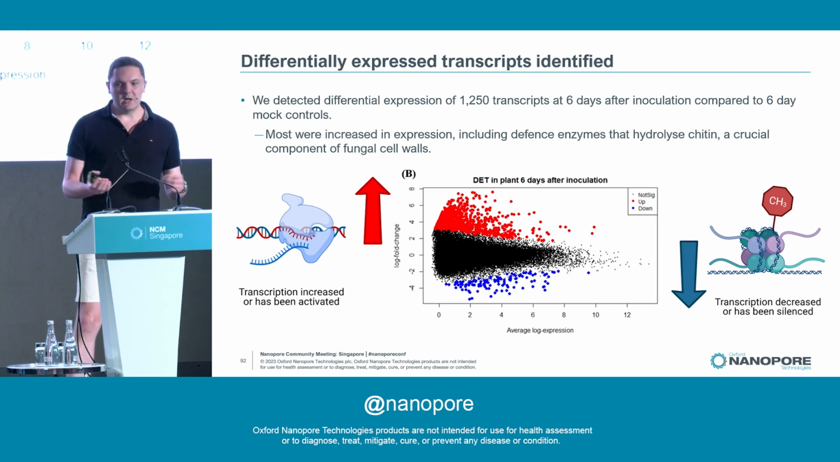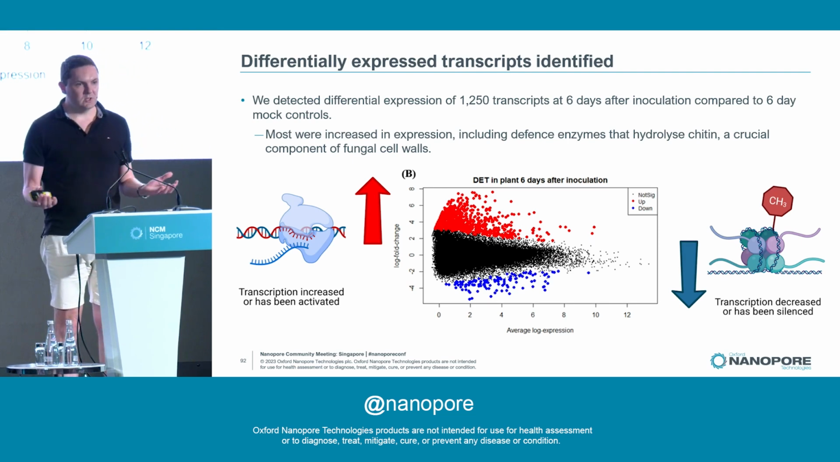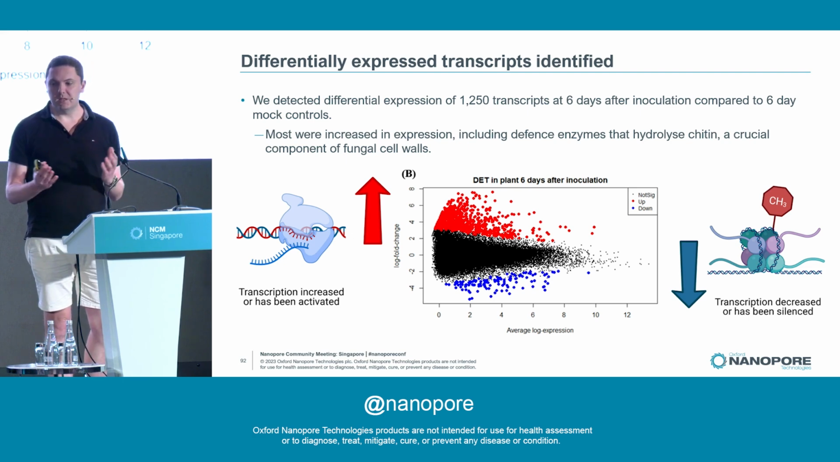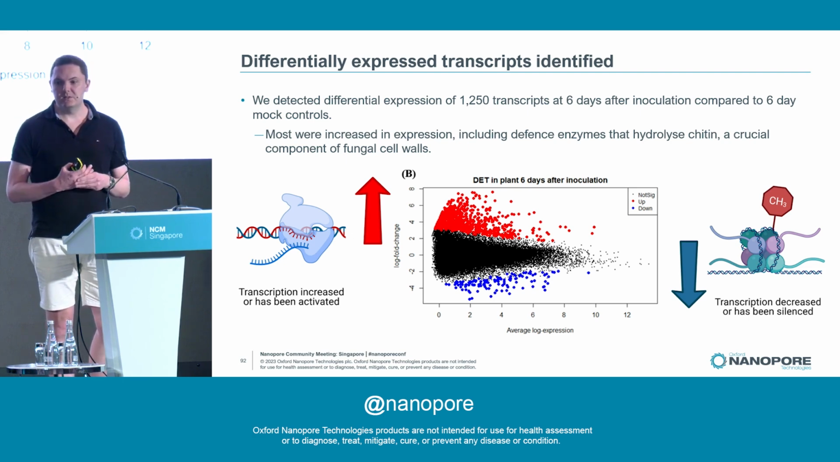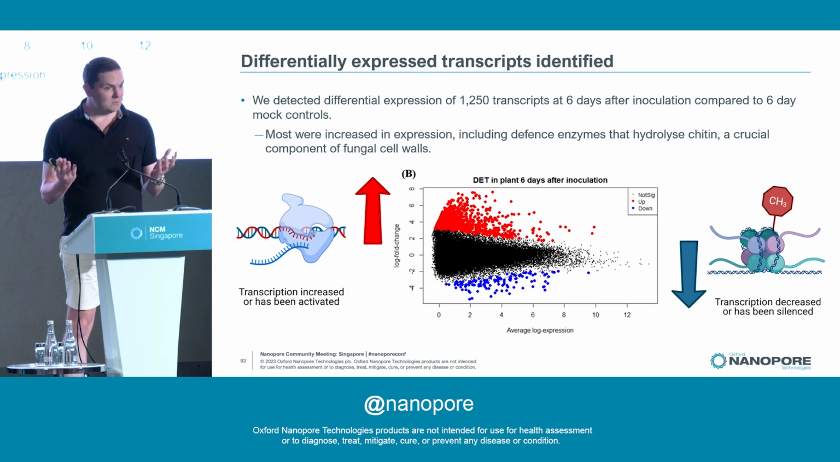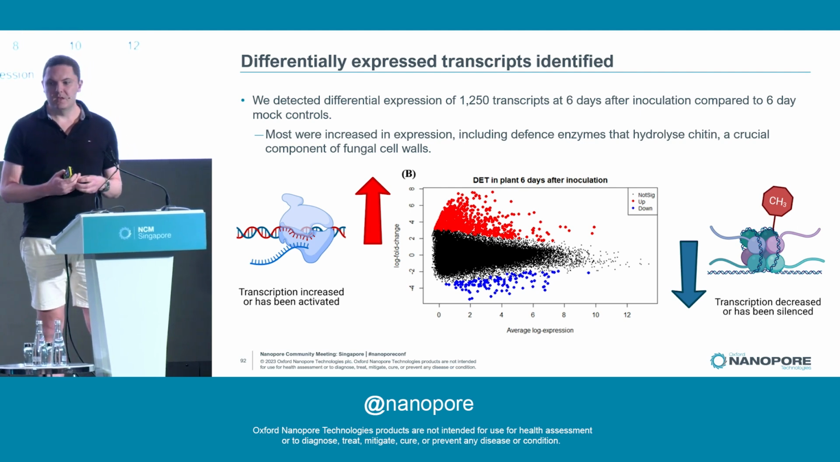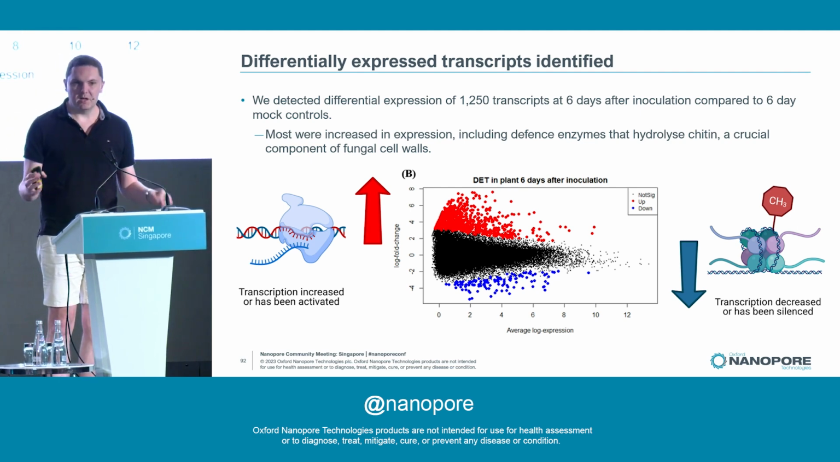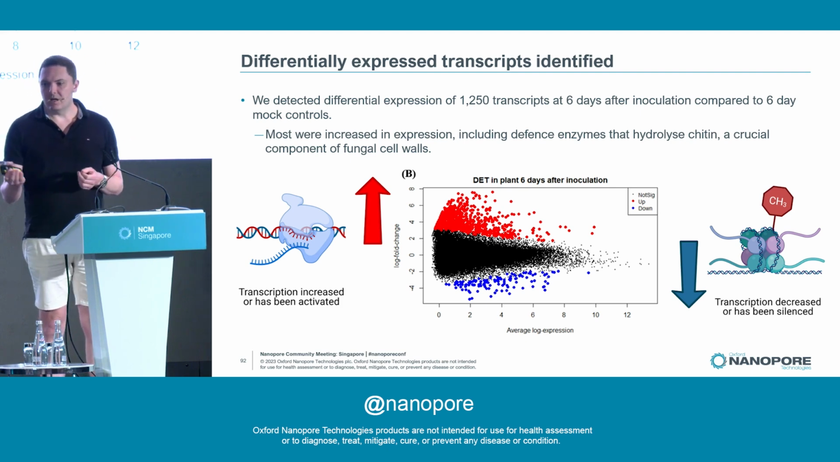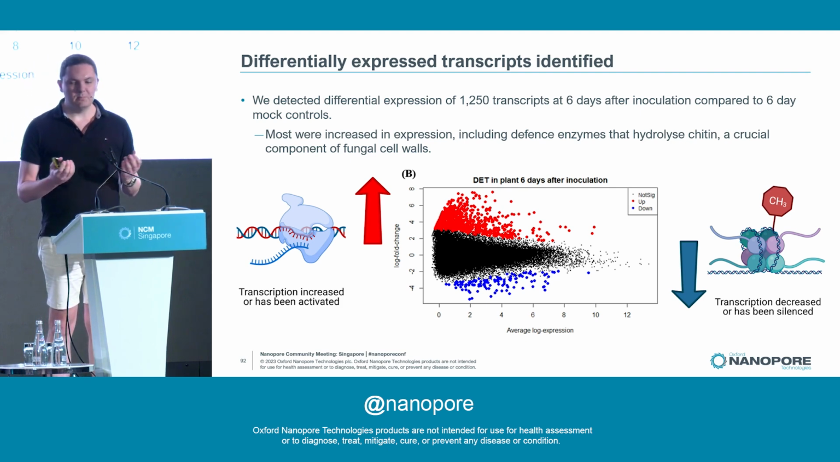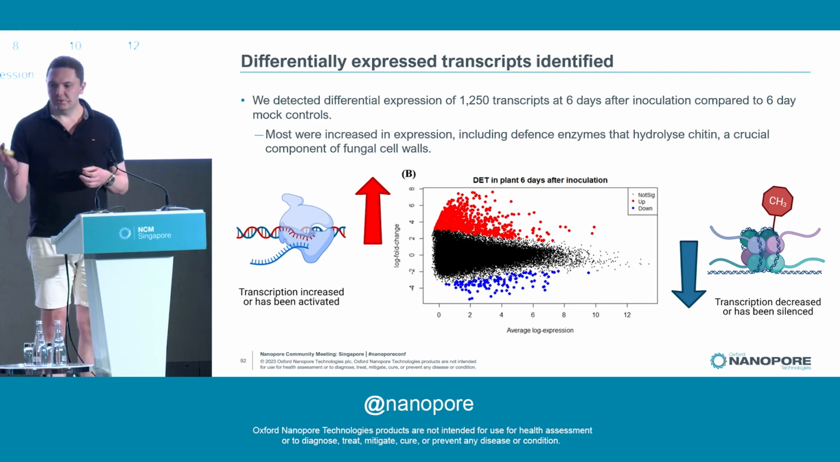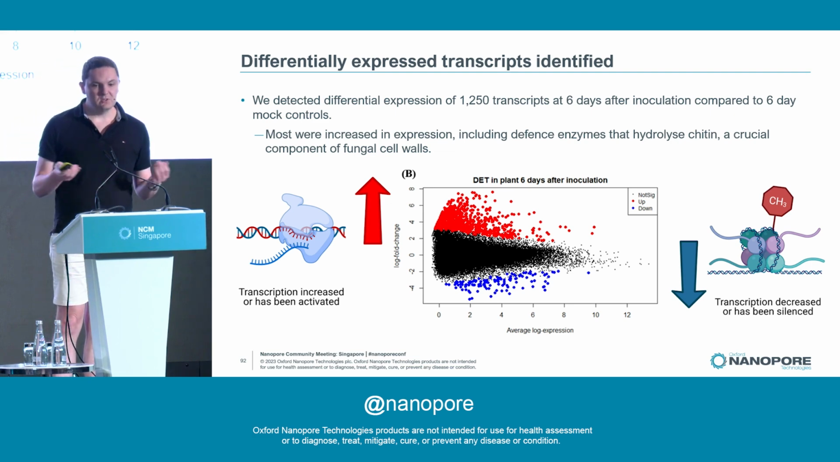With these reads, we're able to do differential transcript expression. So really we're able to replace Illumina short-read RNA-seq methods, and we get better results because we're able to resolve all these isoforms. We detected thousands of transcripts that are increased in expression. Some of these, for example, are enzymes that are degrading chitin, which is a crucial component of fungal cell walls. And we're also seeing many transcripts that are decreased in expression.